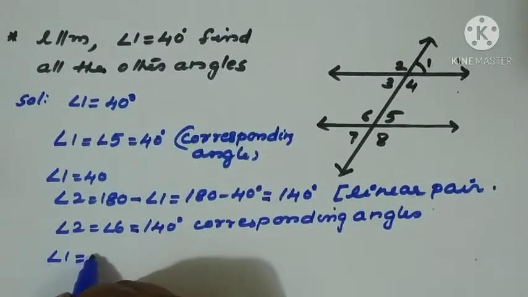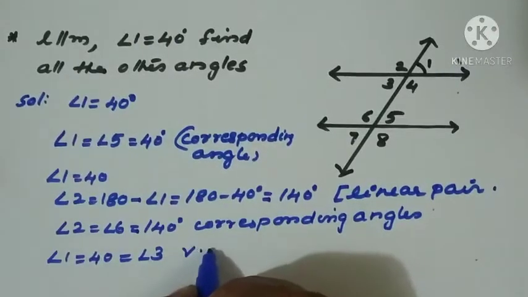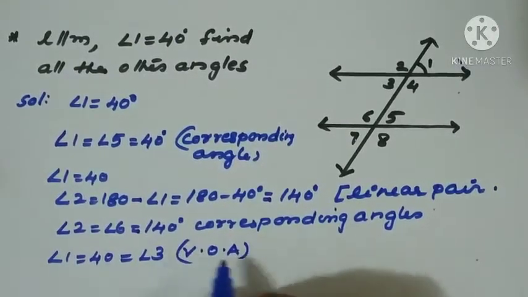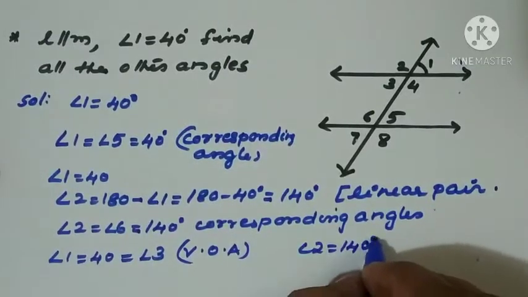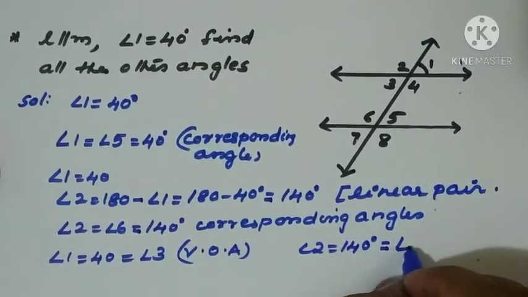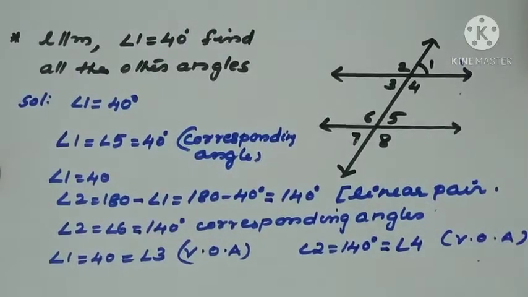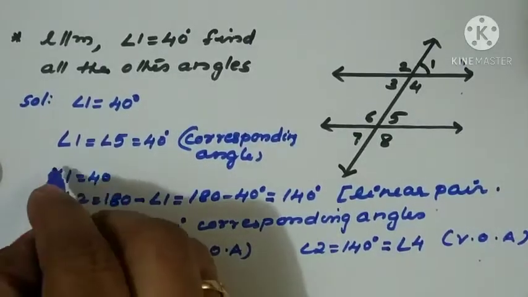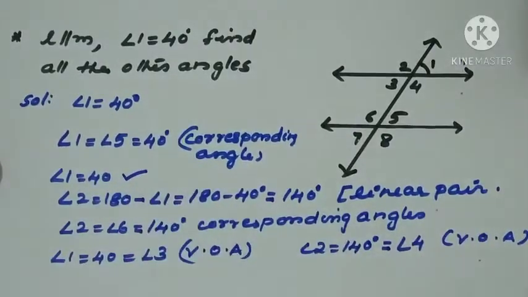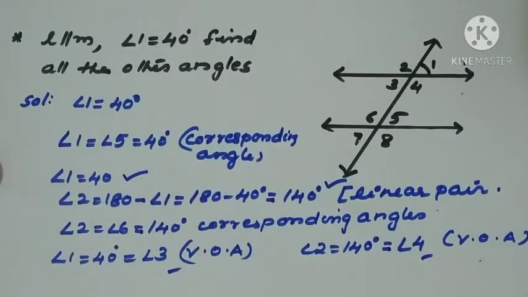Angle 1 equal to 40 equal to angle 3, vertically opposite angles. Similarly, angle 2 equal to 140, then angle 4 is equal to 140, vertically opposite angles. Now we got 1, 2, 3, 4. Angle 1 is 40 here, angle 2 is equal to 140 here, 3 equal to 40 degrees, and 4 equal to 140 degrees.